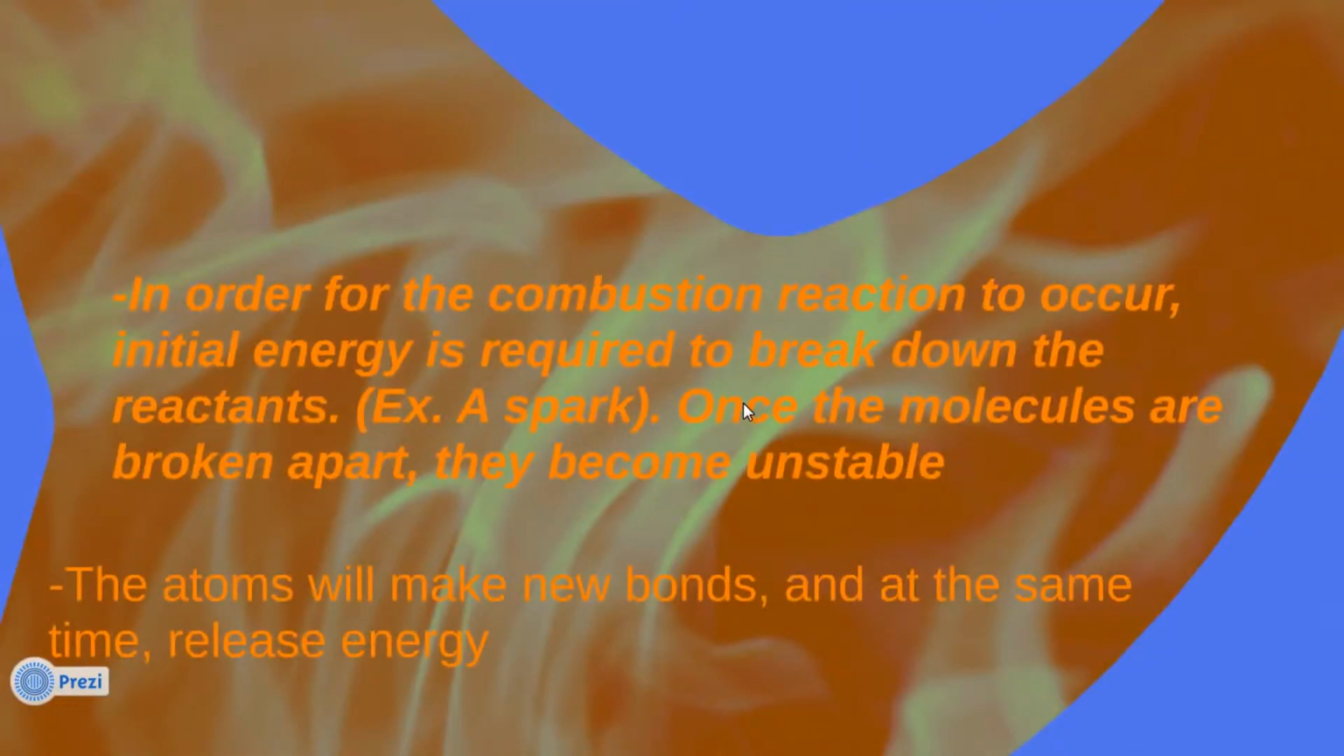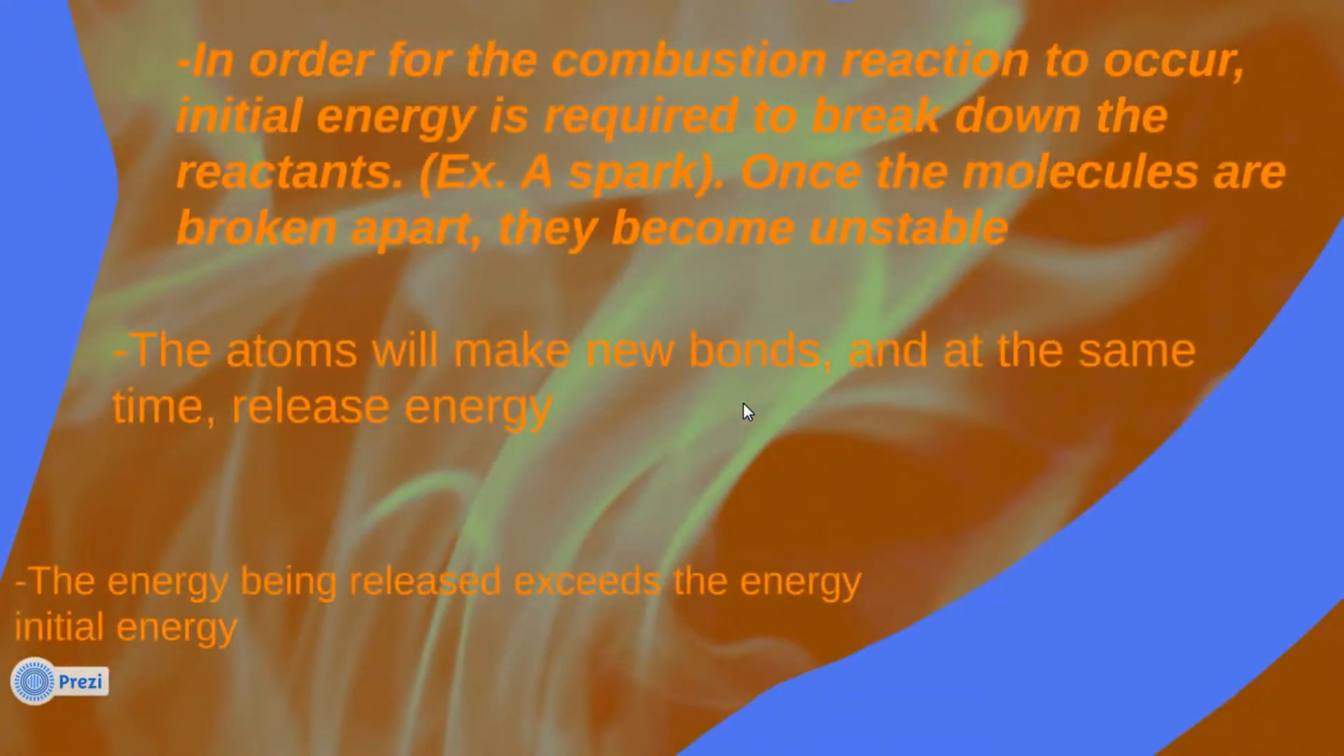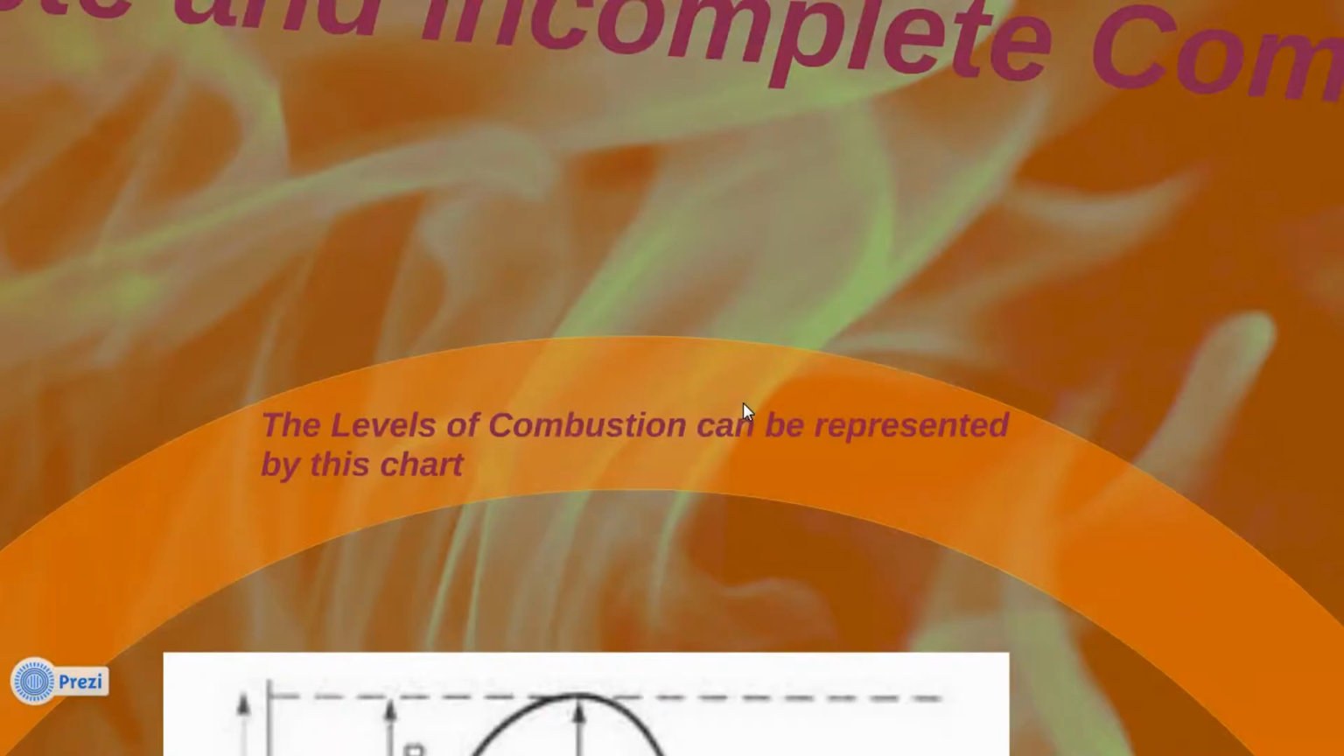So in order for the combustion reaction to occur, initial energy is required to break down the reactants, for example, a spark. Once the molecules are broken apart, they become unstable. And once they become unstable, they will create new bonds and at the same time release energy. So the energy being released exceeds the energy that was initially used to break apart the molecules. And that is called net energy.